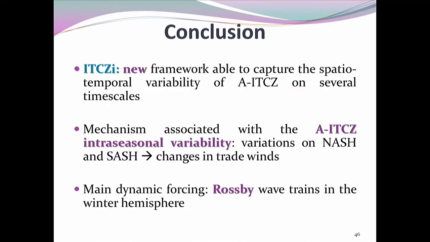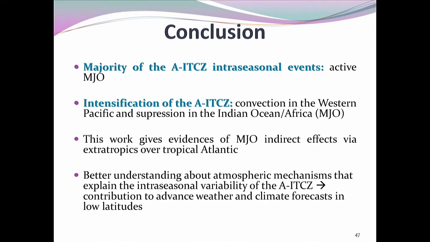Then the conclusion is that the index we proposed in the beginning, the ITCZI, is a new framework able to capture the spatial-temporal variability of the ITCZ on several time scales, but here we focused on the intra-seasonal one. The mechanisms associated with the ITCZ intra-seasonal variability are related to variations in the North Atlantic subtropical high and in the South Atlantic subtropical high. These variations promote changes in the trade winds and then changes in the ITCZ. The main dynamic forcing are Rossby wave trains in the winter hemisphere. The majority of the ITCZ intra-seasonal events occurred during the active MJO.